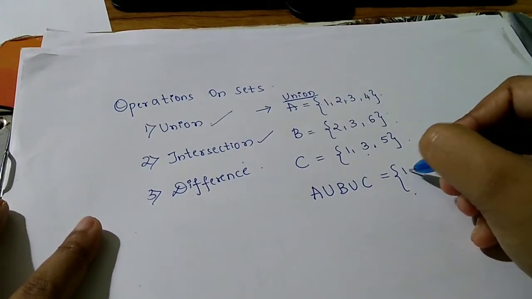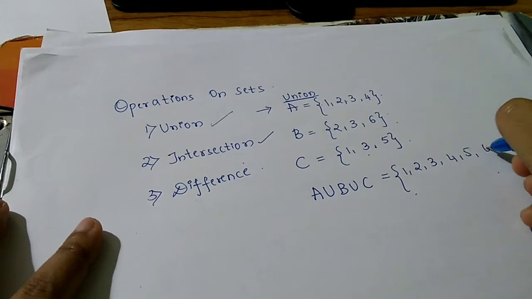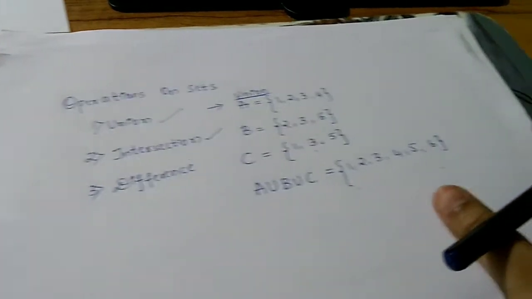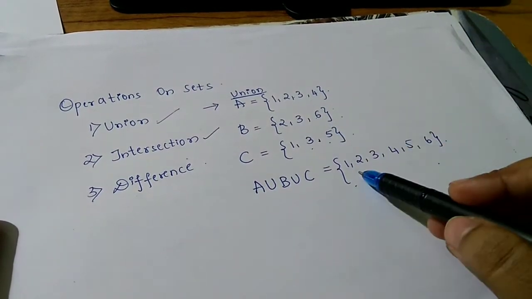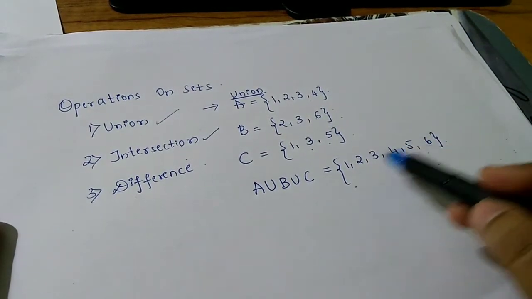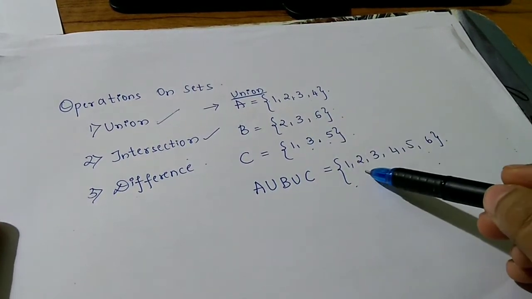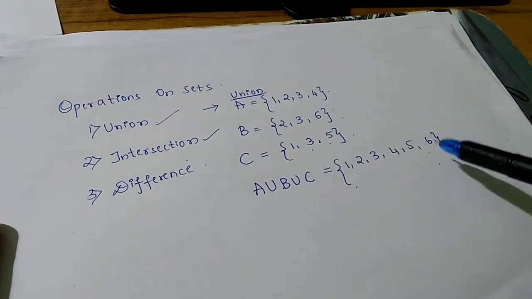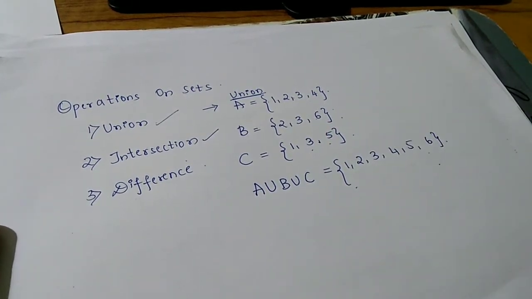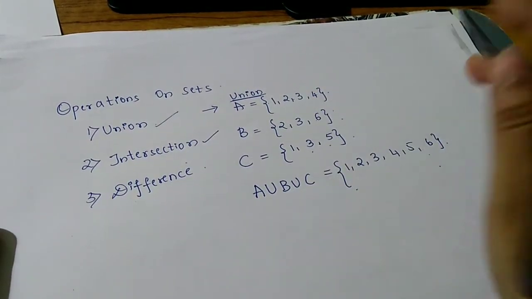So 1 I write, 2 I write, 3 I write, 4 I write, 5 and 6. So I have written all the elements of the sets which are there in all the three, but I have not repeated any elements. If you see 1, 2, 3, 4, they are there in A. If you see 2, 3 and 6, that is there in B. If you see 1, 3, 5, that is there in C. So this is how you find union of two or more than two sets.